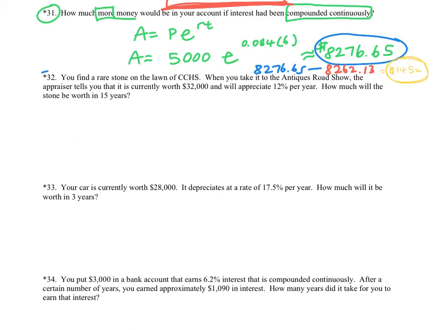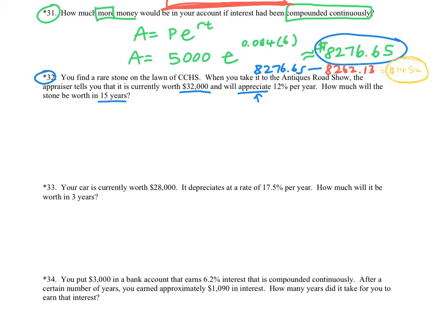Number 32, you find a rare stone on the lawn of C.C. Chess. When you take it to the Antiques Roadshow, the appraiser tells you that it is currently worth $32,000 and will appreciate, that means it'll go up, versus depreciate, which means the value will go down, 12% per year. How much will the stone be worth in 15 years?